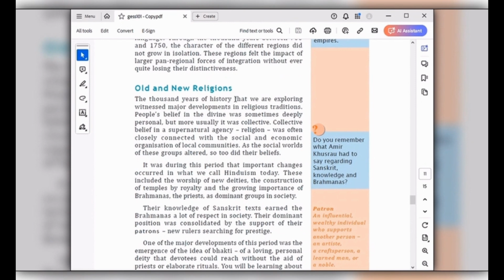The 1,000 years of history that we were exploring witnessed major developments in religious traditions. People's belief in the divine was sometimes deeply personal, but more usually it was collective. Collective belief in a supernatural agency, religion. Here, supernatural agency refers to God. Collective belief in a supernatural agency, religion, was often closely connected with the social and economic organization of local communities. As the social worlds of these groups altered, so too did their beliefs.